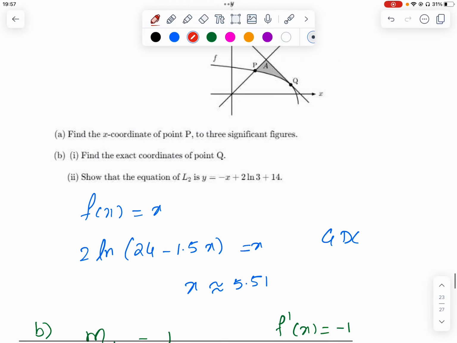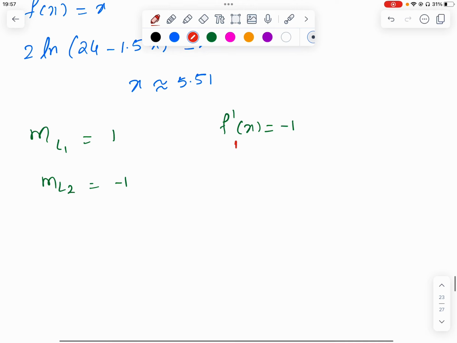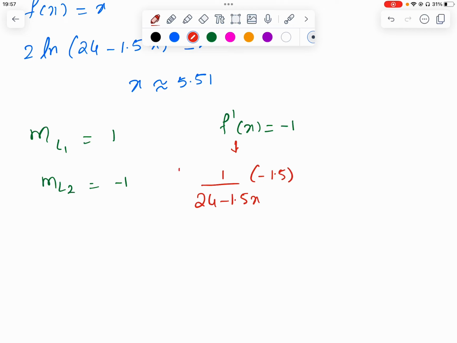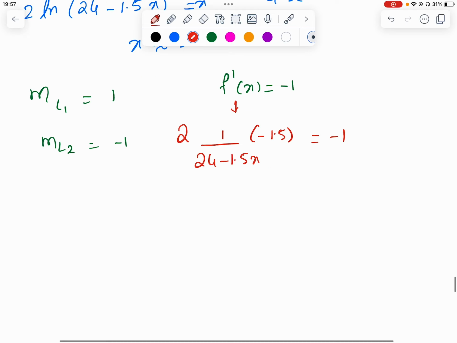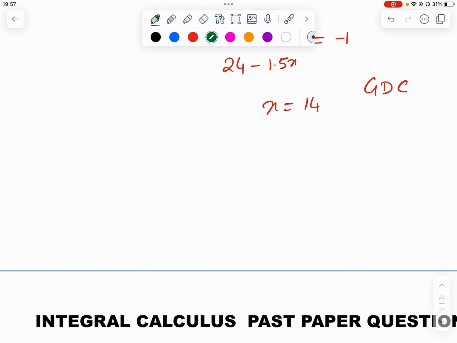The derivative of ln of f of x is 1 upon 24 minus 1.5x, times negative 1.5. And the 2 is also there, and it should be equal to negative 1. So from there, negative 3 upon 24 minus 1.5x equals negative 1. Use the GDC to get the value of x over there. x equals 14. So now plug in x equals 14.